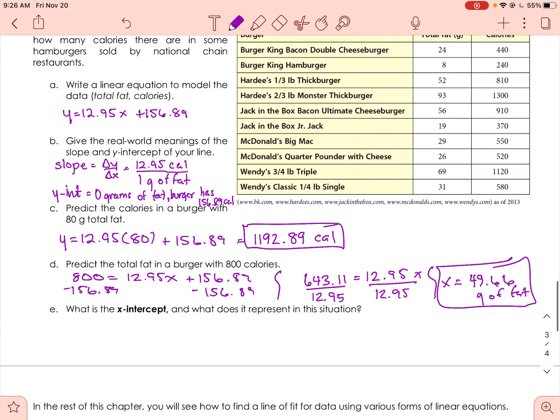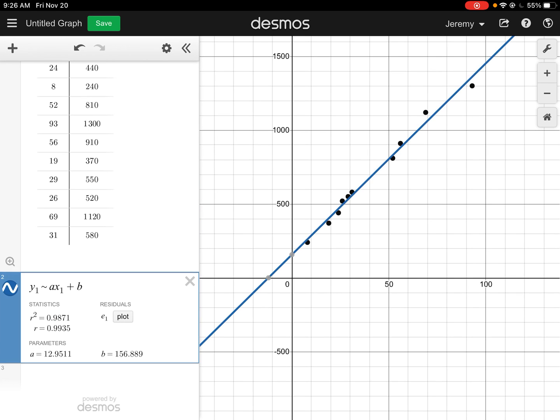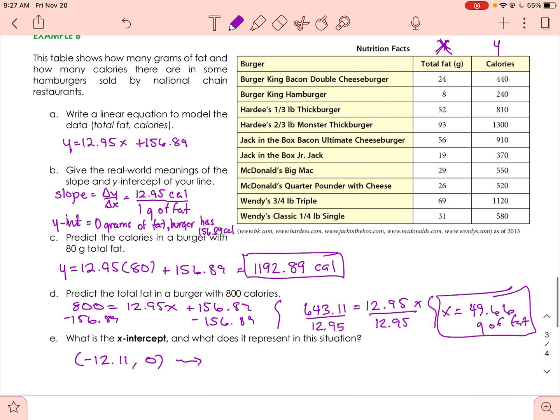Now finally, it says, what is the x-intercept and what does it represent in this situation? If we look at our equation, our x-intercept is right there. We get negative 12.11 and 0. So we'll say our x-intercept is negative 12.11 comma 0. This says that if your burger has 0 calories, then there are negative 12.11 grams of fat.